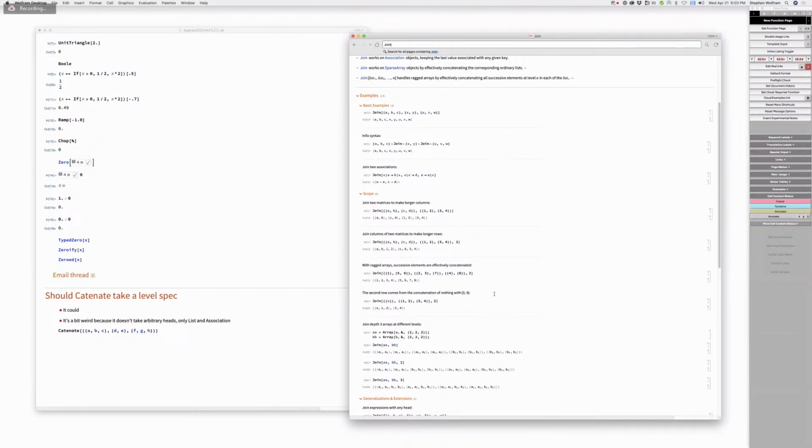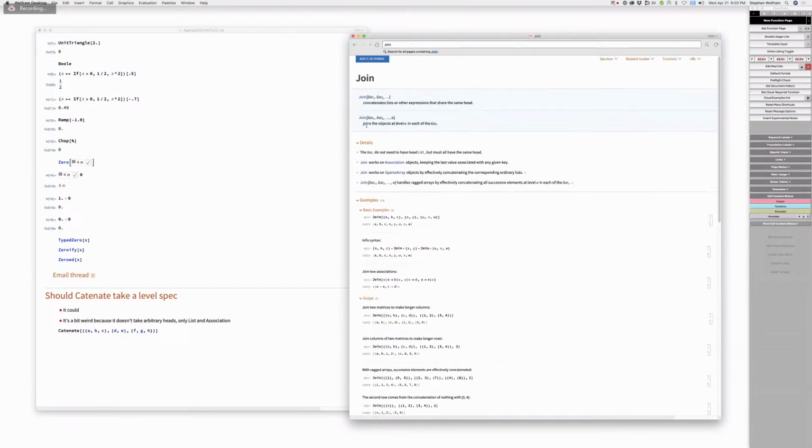To have catenate comma n be something that basically joins the objects at level n in each of the lists sub i. I mean, it's basically the same wording as this, except that the lists sub i here are in an overall list. Okay. All right. Anything else?